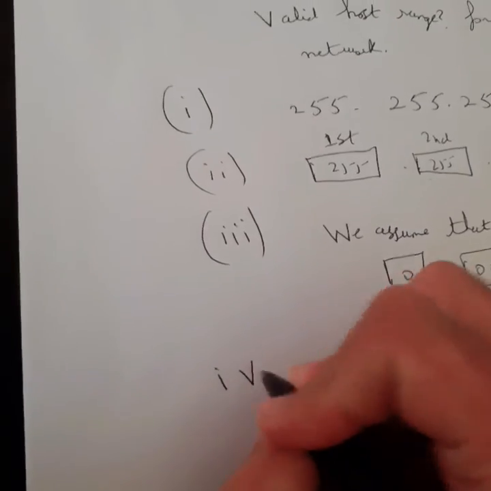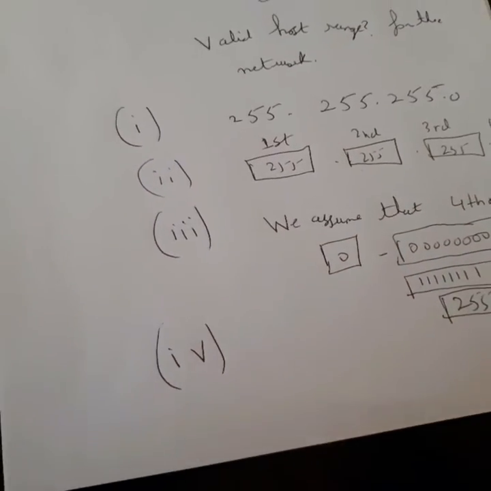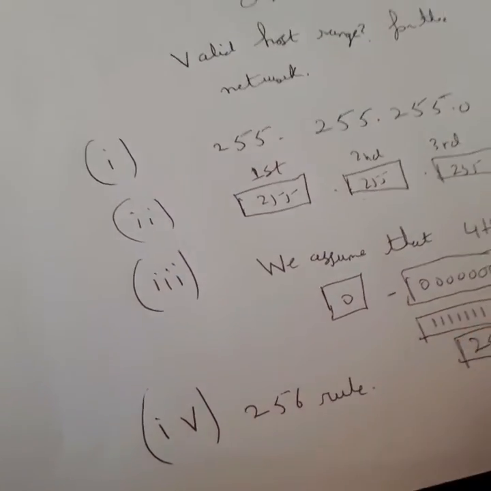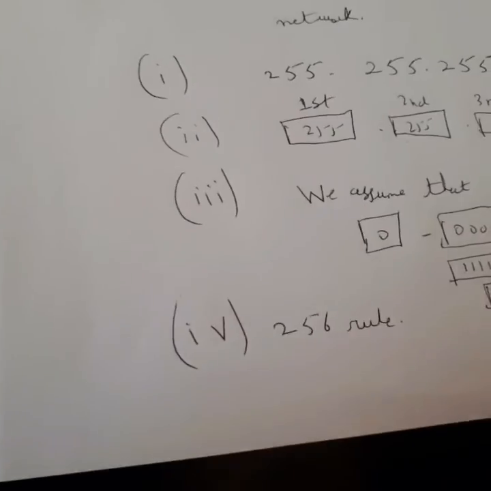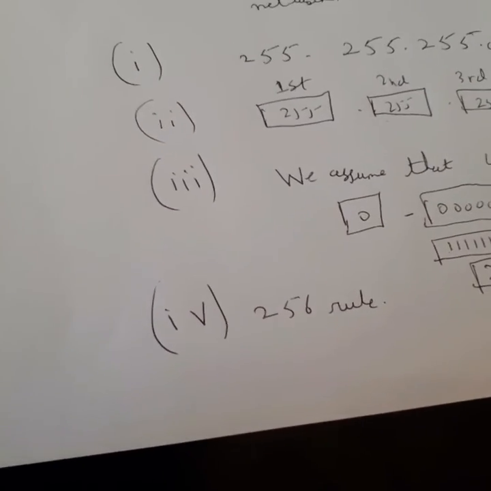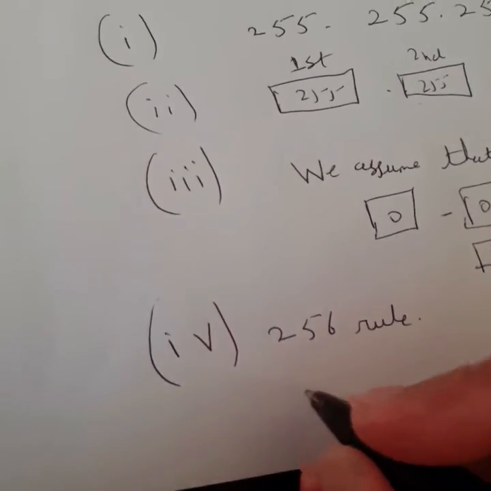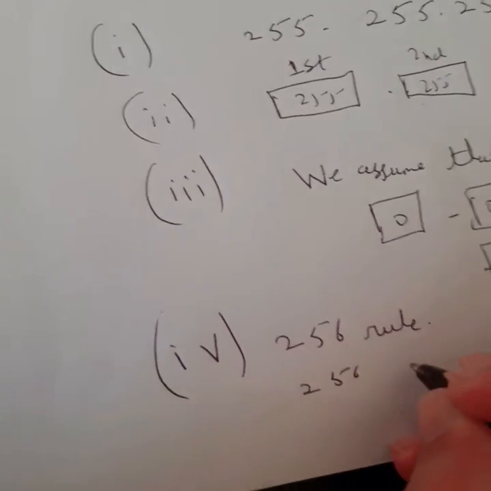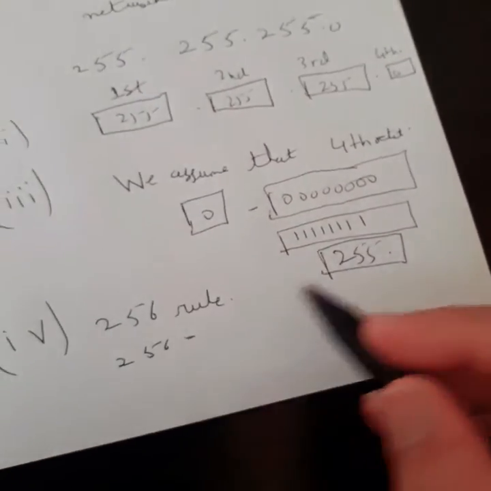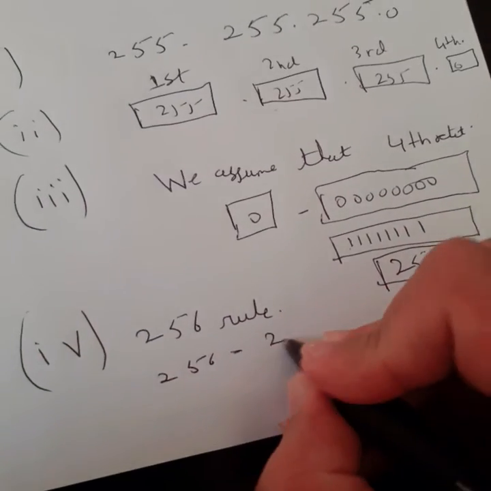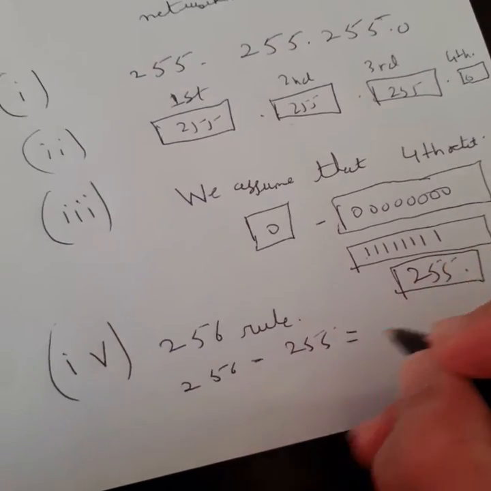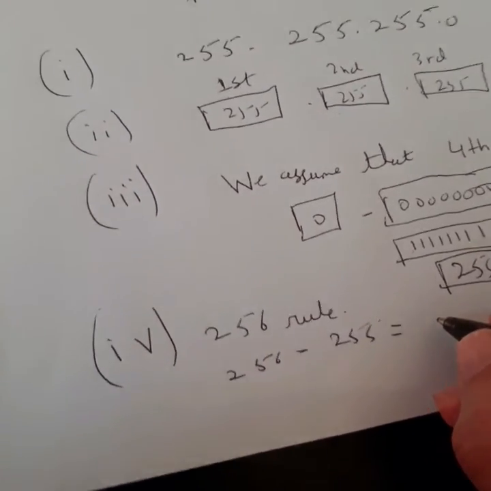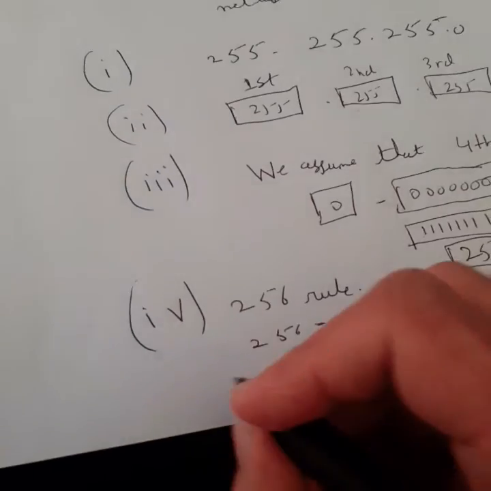Let's move on to the next one. We'll apply our lovely 256 rule. Please concentrate. Keep on revising them. So 256 minus 255, what is it? Finally, we have got 1, which is the range.